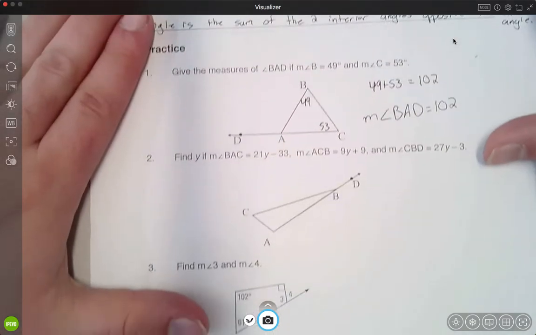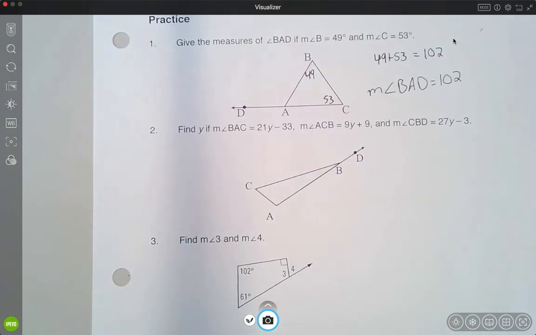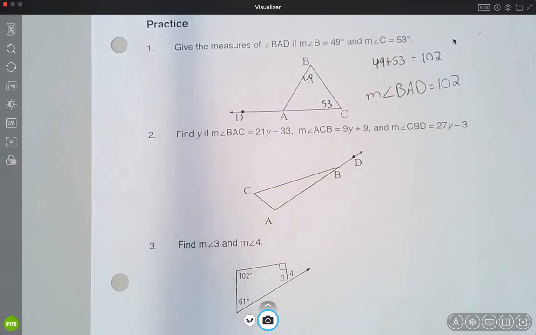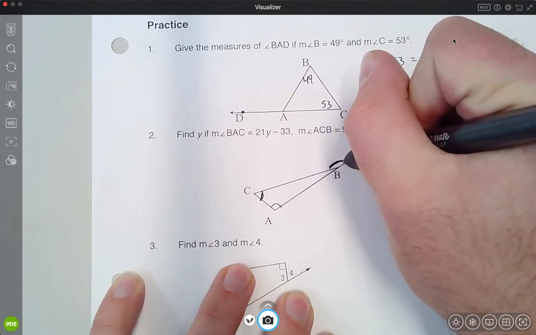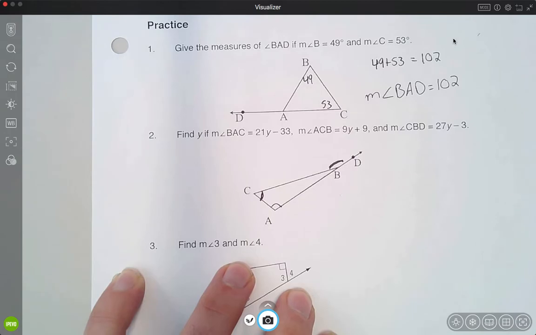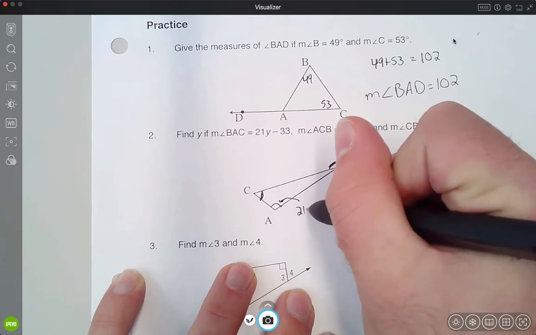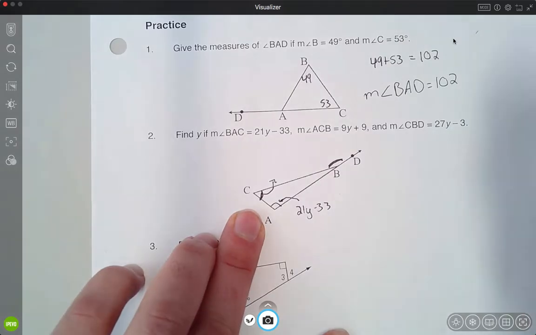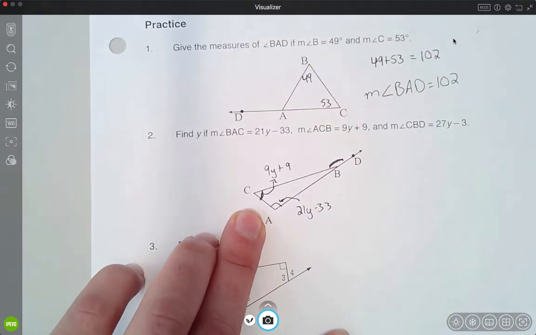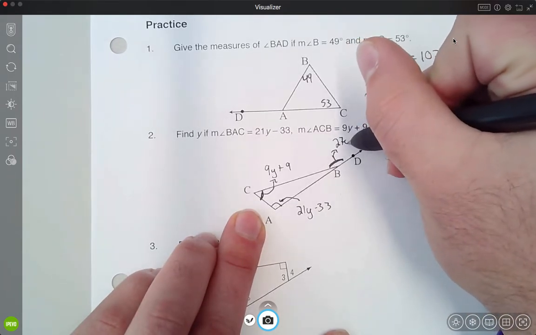Okay, then we'll go to number 2. Now it makes it a little bit tricky because now I have these expressions. So now I'm not going to find just angle A to find the other one. I actually have to use my theorems to work. Angle BAC, that angle is going to be 21y minus 33. ACB is my angle here at C. That is going to be 9y plus 9. Finally, my exterior angle here is going to be given by 27y minus 33.